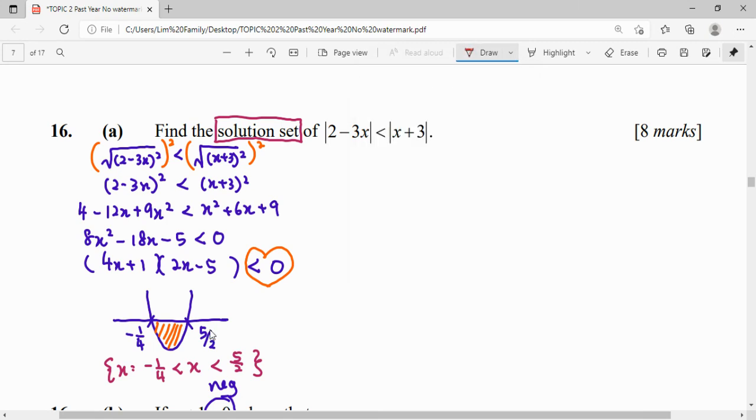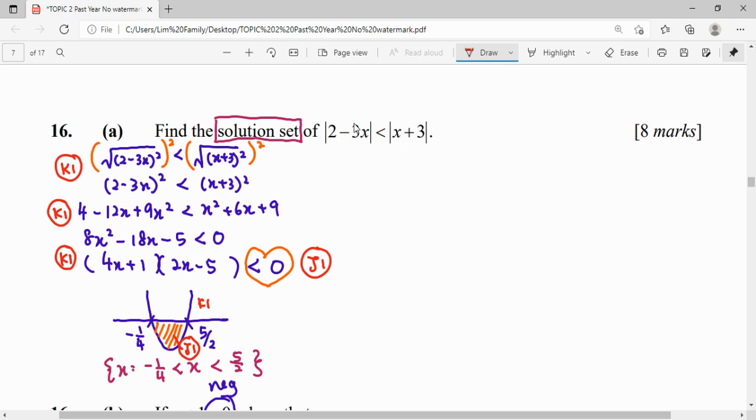Now we're going to see what are the important concepts here that we must jot down. First, we square both sides for this inequality with modulus on both sides. Then we rearrange our quadratic to the left-hand side, and factorize it correctly. Then the concept of graphing with the values of the roots correct, and then we take the region correctly.